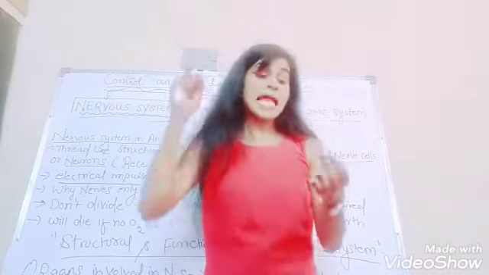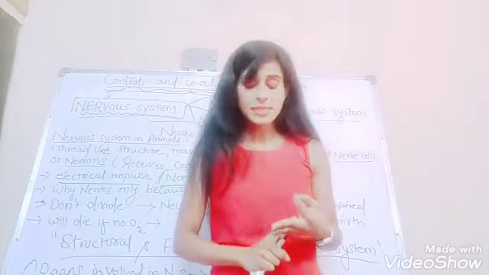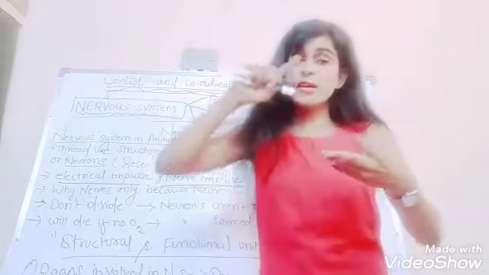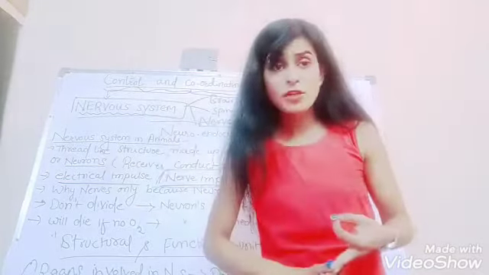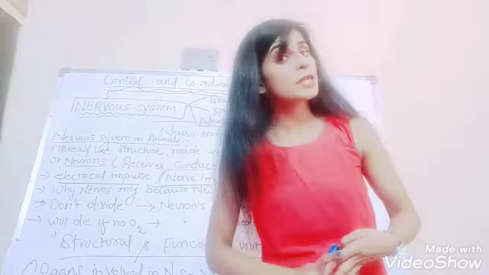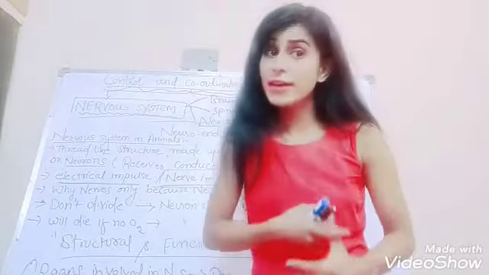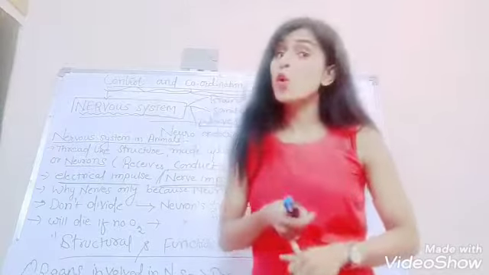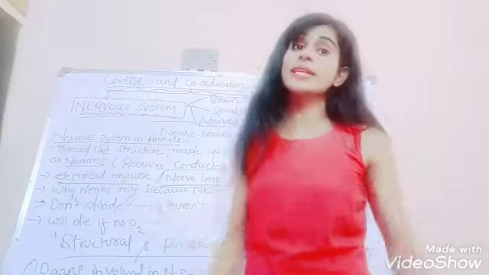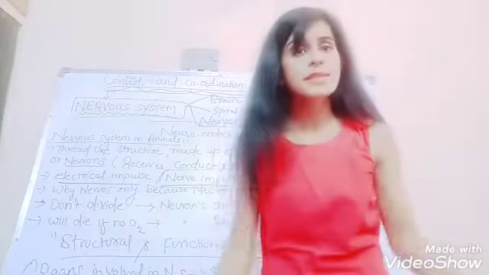And thirdly, it will die when there is an absence of oxygen. It will form immediately after the birth of the baby. It will never ever repair and it will never go through cell division. And hence we call it the structural and functional unit of the nervous system.